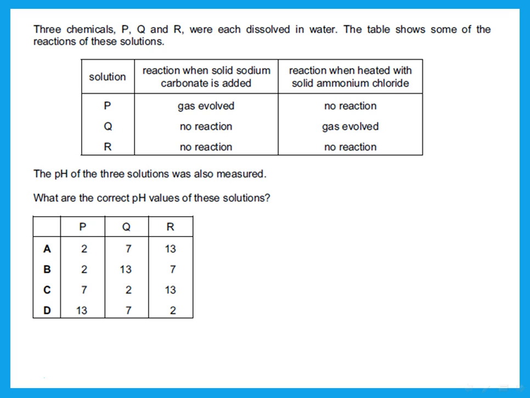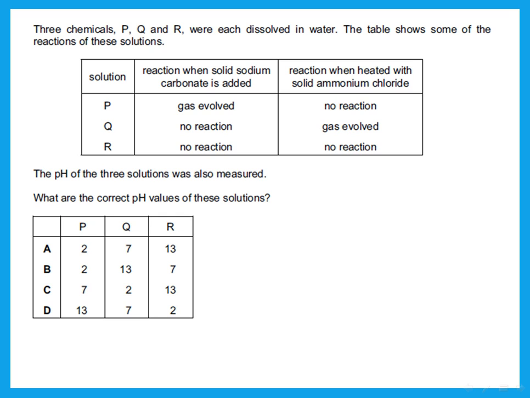3 chemicals, P, Q, and R, were each dissolved in water. The table shows some of the reactions of these solutions. The pH of the 3 solutions was also measured. What are the correct pH values of these solutions? Okay, let's take a look. P, when he added carbonate, it gave a gas. Remember that if something reacts with carbonate and a gas evolves, that means P must be an acid. An acid means its pH would be what? It has to be something less than 7. So my answer is actually A or B.